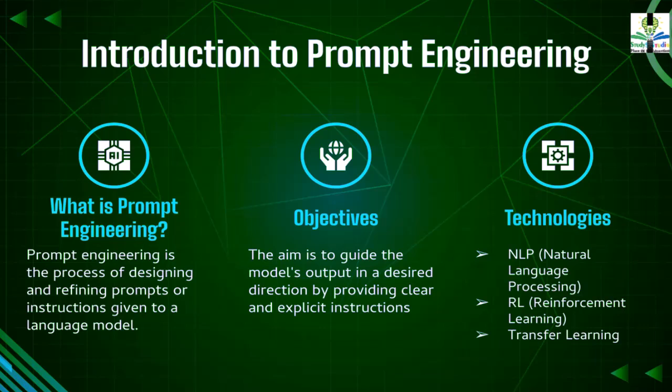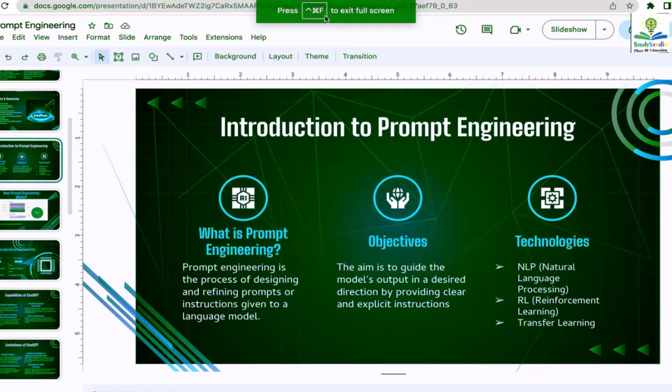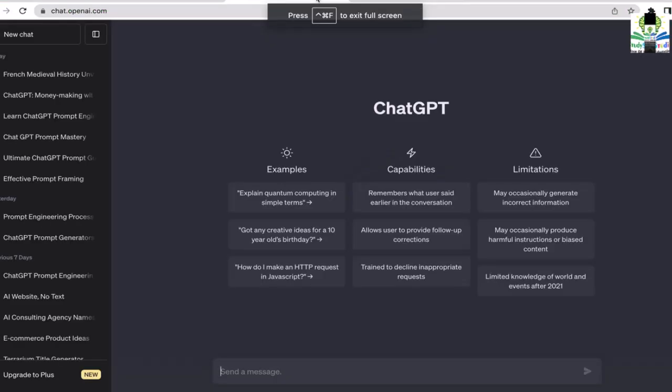What is prompt engineering? Well, it is basically the process of designing and refining prompts or instructions given to a language model. So let me give you an example here. As you guys can see, right now we're on ChatGPT. This is basically an AI chatbot where you can ask any questions and ChatGPT is going to answer your questions with human-like answers. So let's say you are a content creator, let's say you are a YouTuber.